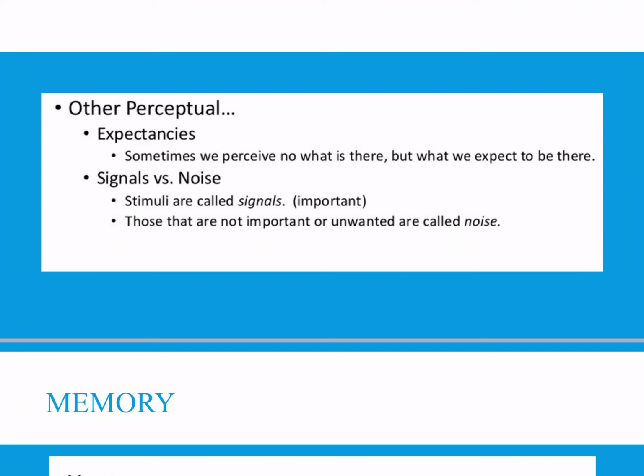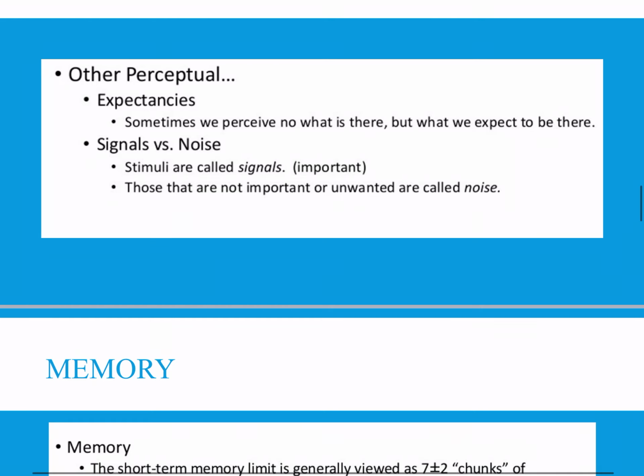Next is signal versus noise. If anything is stimulating, then it is called signal, and if that stimulation is unwanted or not so important, then it is called noise.